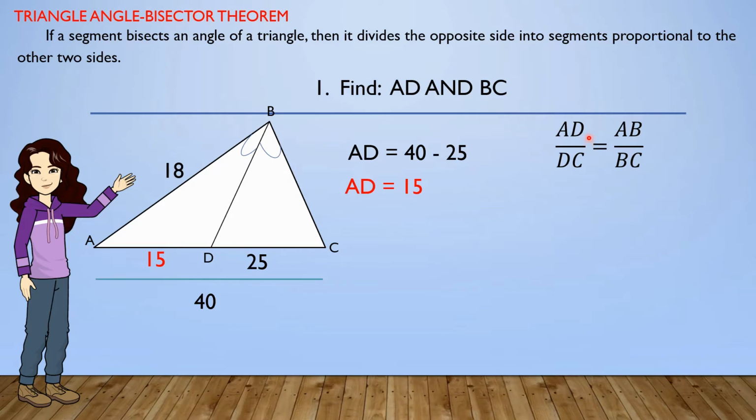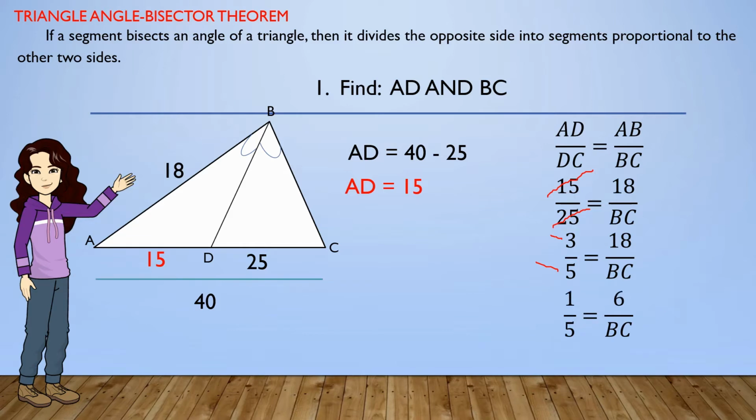We are using the proportional segments AD over DC is equal to AB over BC. Substitute the values. AD is 15, then DC is 25, so 15 over 25 is equal to AB, which is 18, over BC, which is unknown. BC is our missing part. First, we simplify the fraction. 15 and 25 can be divided by 5. 15 divided by 5 is 3, then 25 divided by 5 is 5.